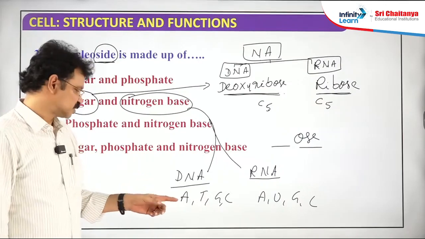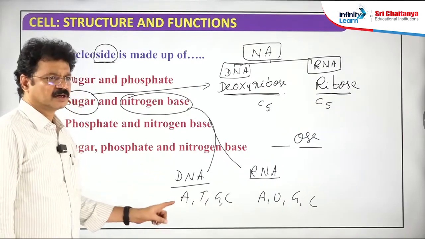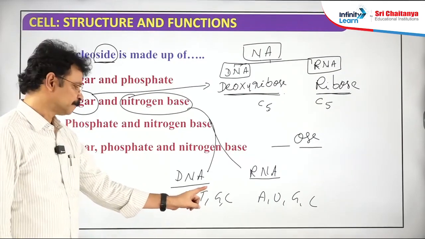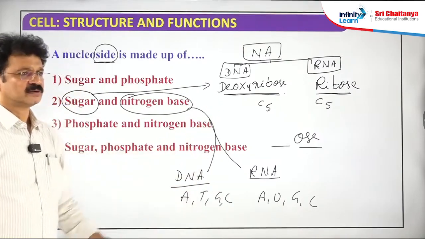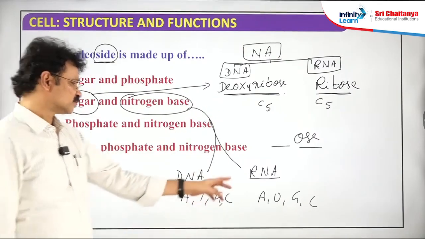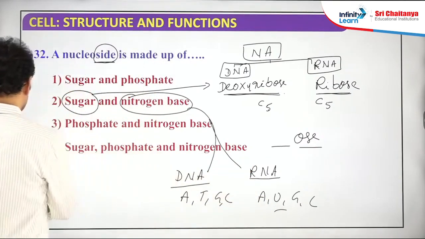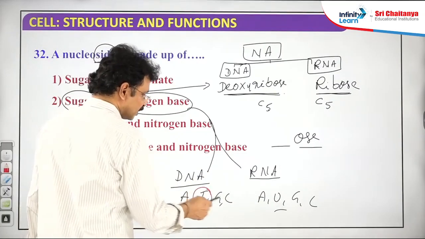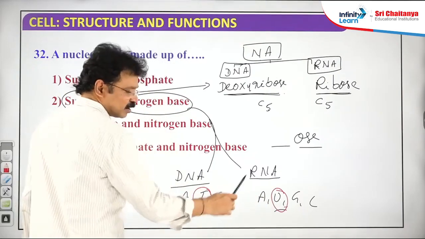Once recollect full forms of the A, T, G, C. A for adenine, T, thymine, G, guanine, C, cytosine. In case of RNA, uracil is found instead of thymine. So what kind of nitrogen base is the unique from DNA to RNA? Thymine, uracil. Remaining all are similar.